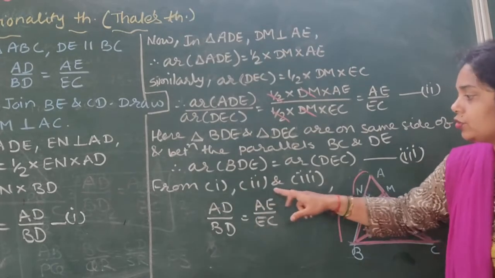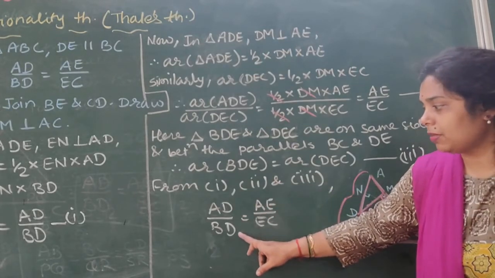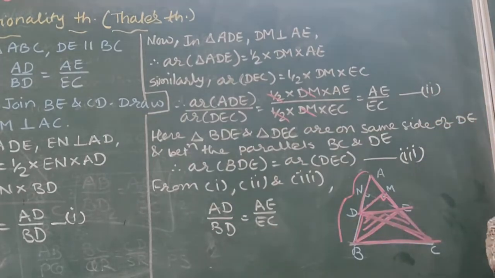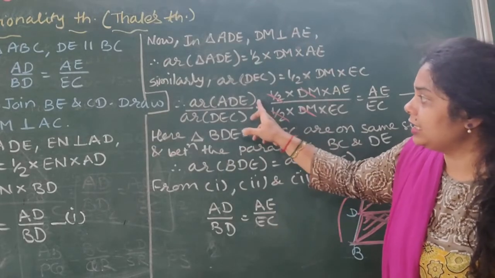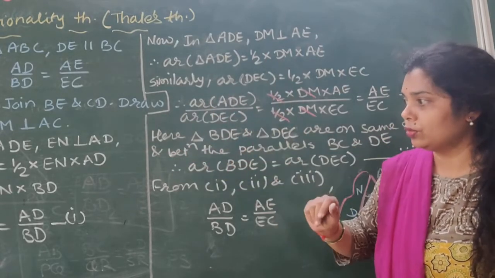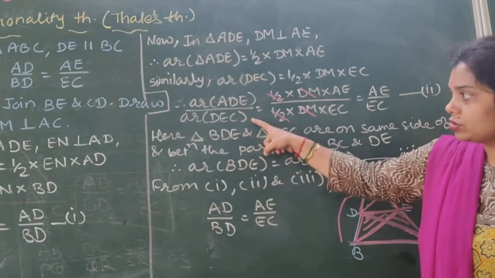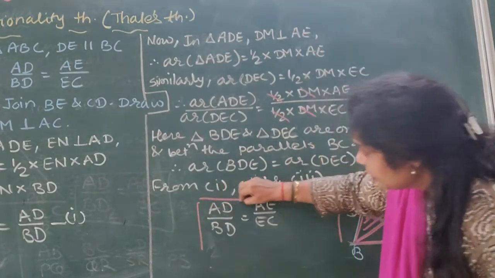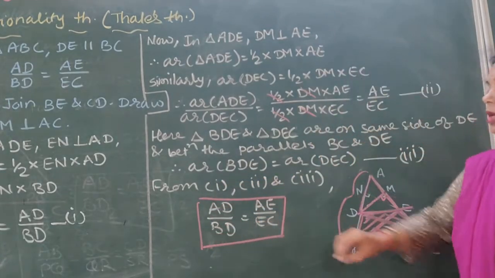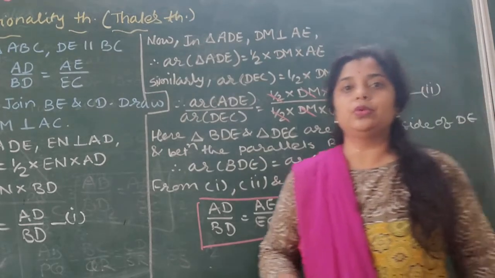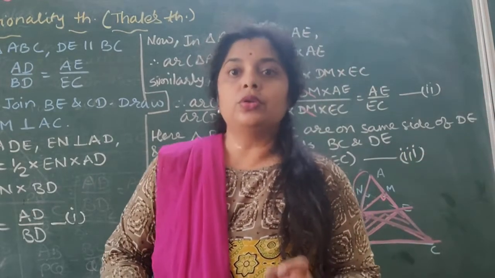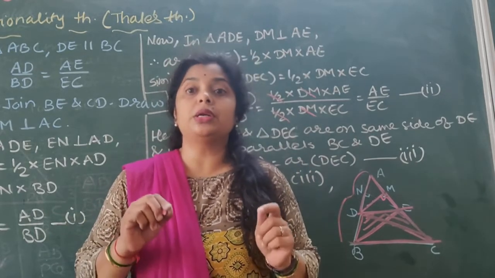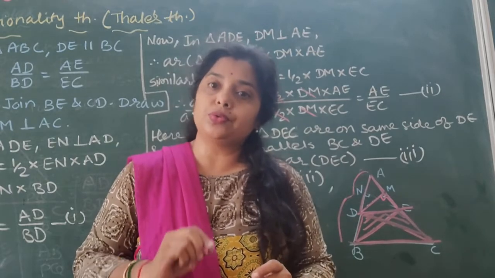And from results 1, 2 and 3, we can say that AD by BD is equal to AE by EC. Okay, why is it like this? Because the area of ADE is the same in results 1 and 2. Now BDE is also equal to DEC, and therefore we can say that AD by BD is equal to AE by EC. I hope you got the concept, you got the steps. Do not just copy the steps. Try to understand the steps and then try to write.